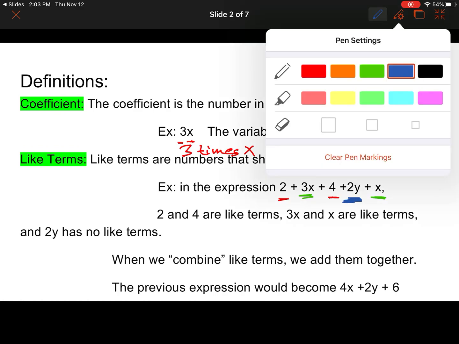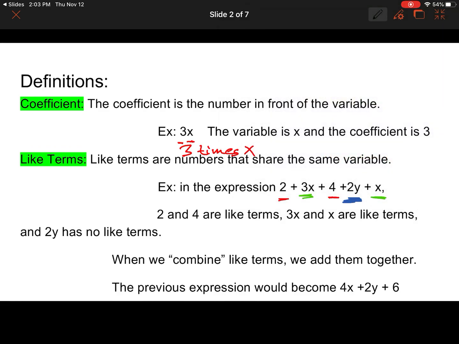So when we combine like terms, what we do is we actually add them together. So the previous expression would become 4x plus 2y plus 6 because 3x plus x is equal to 4x. 2 plus 4 is equal to 6, and then obviously y did not have any like terms.